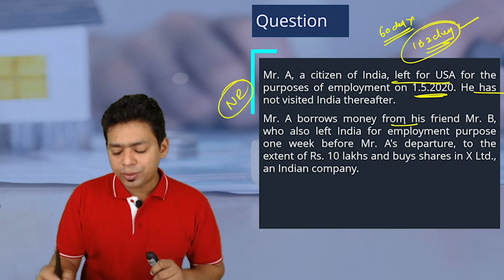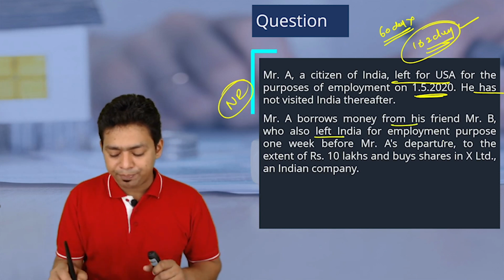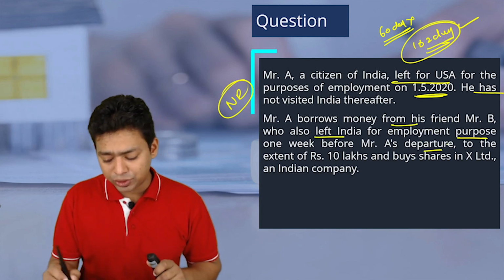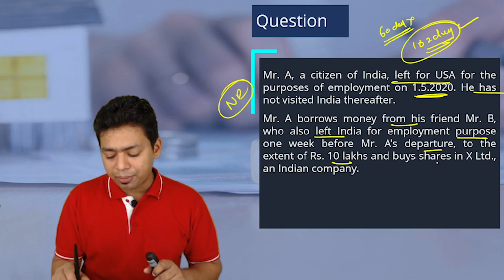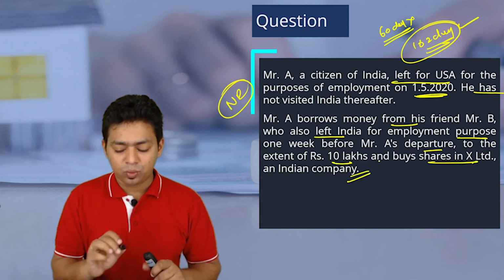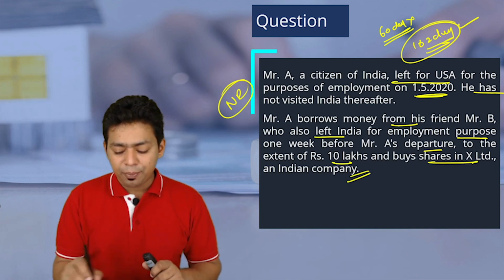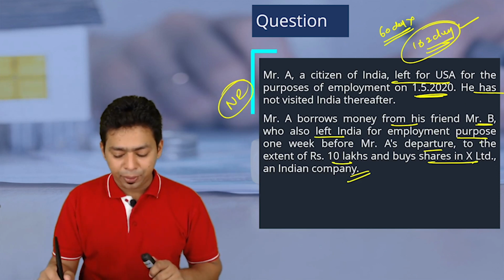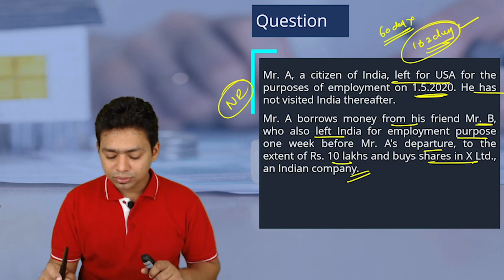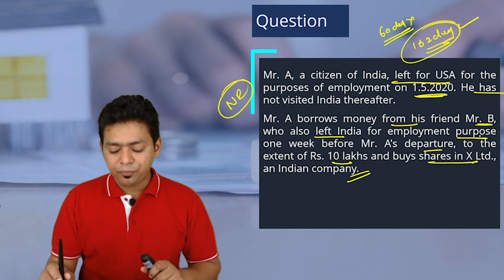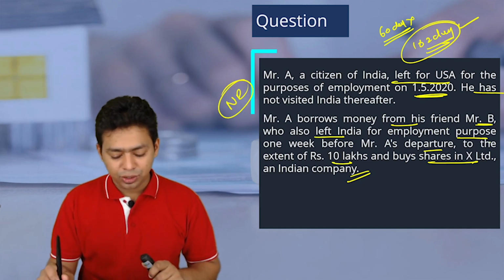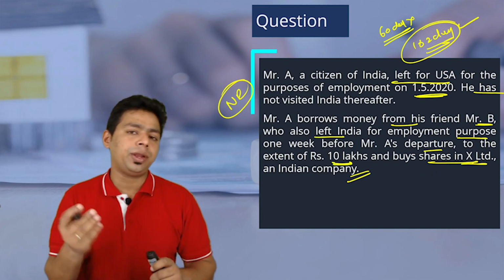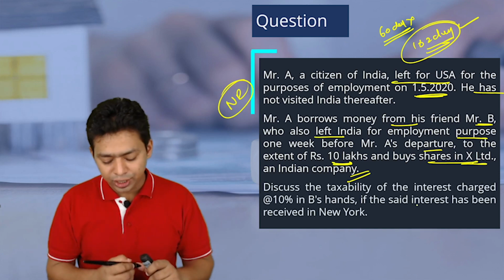Mr. A borrows money from his friend Mr. B, who has left India for employment purpose 1 week before Mr. A's departure, to the extent of 10 lakh and buys the shares in X Limited, an Indian company. What is happening here? Mr. A borrowed money from his friend Mr. B, who left India for the employment purpose, 1 week before Mr. A's departure, to the extent of 10 lakh rupees and buys shares in X Limited. So, Mr. A has borrowed the money and he has invested in shares of an Indian company.